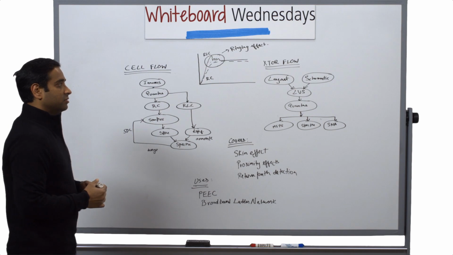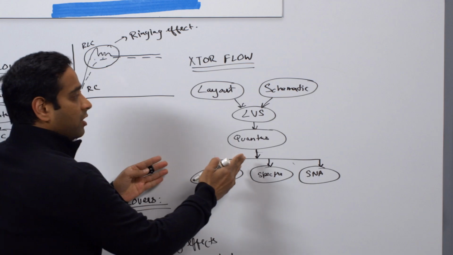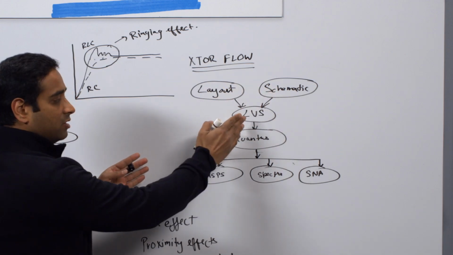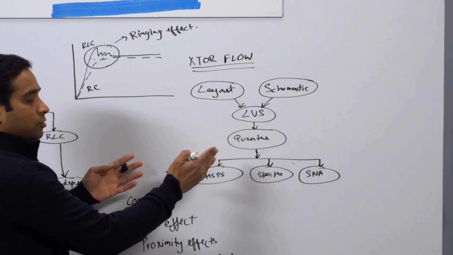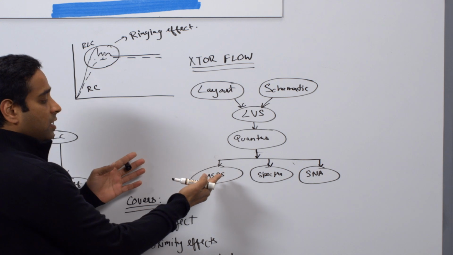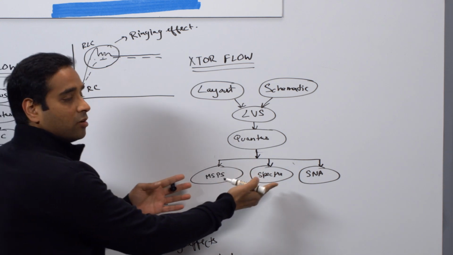On the transistor level flow, we have the layout schematic going through LVS and then to Quantus, and Quantus then outputs inductance through DSPF or SPICE formats, which go into MSPS, Spectre or substrate noise analysis.